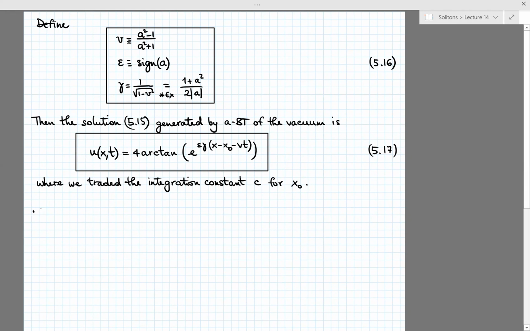Now let's study the properties or the behavior of this solution depending on the parameter a. So first, let's look at the sign of a, which determines epsilon. So when a is positive, epsilon is equal to 1, and this solution is a kink. On the other hand, when a is negative, epsilon is equal to minus 1, and the solution is an anti-kink.